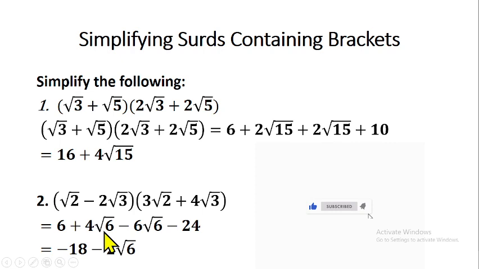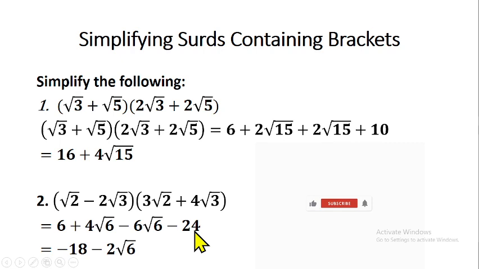Good. If you understand that, minus 2 surd 3 times 3 surd 2. Minus times plus will give us a minus. 2 times 3 will give us 6. Surd 3 times surd 2 will give us surd 6. Do you understand that? Good. Then minus 2 surd 3 times 4 surd 3. Minus times plus will give us minus as well. 2 times 4 will give us 8. Then surd 3 times surd 3 will give us 3. 3 times 8 will give us 24. Do we understand that? Good.